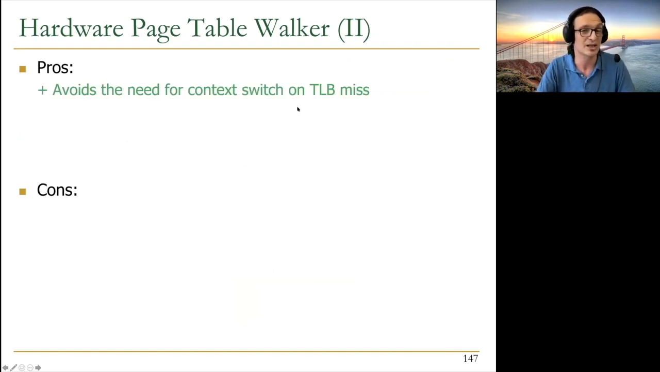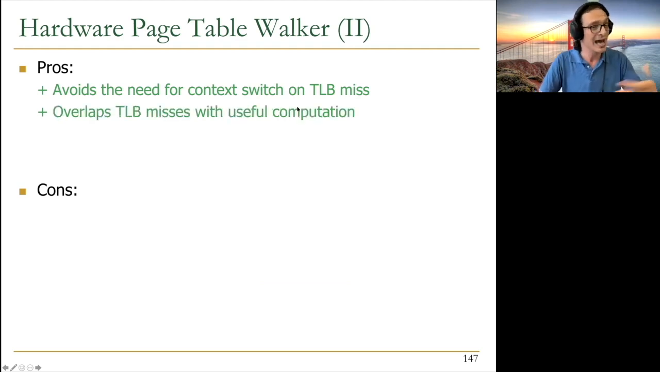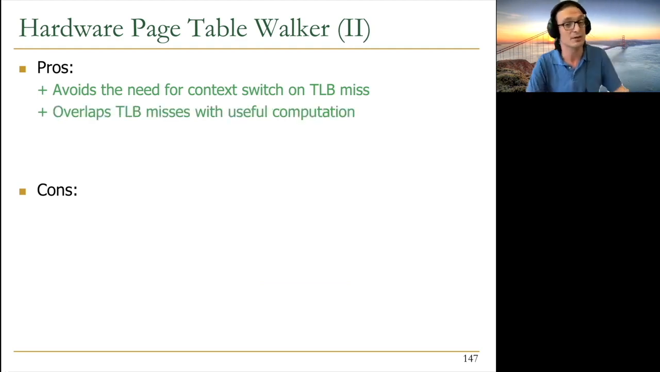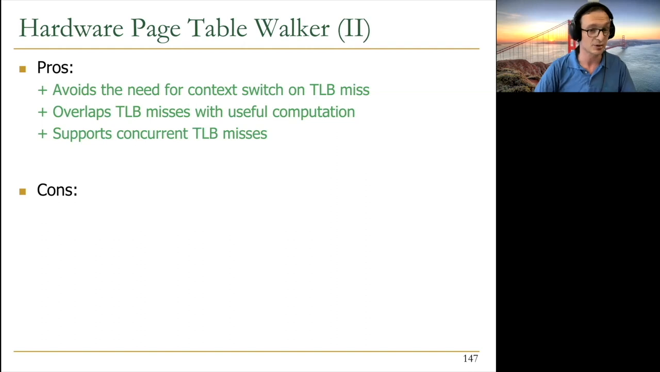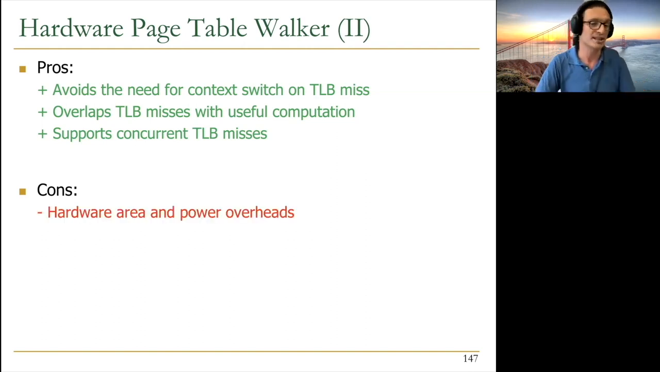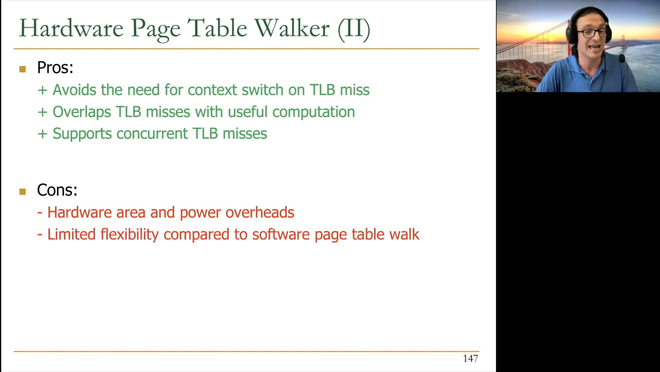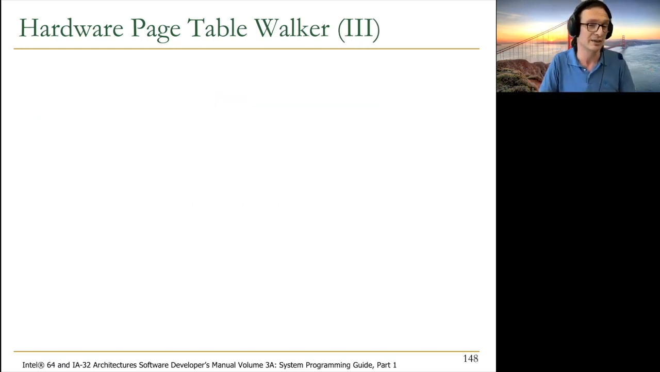This avoids the need for a context switch on a TLB miss. It also has the ability to overlap TLB misses with useful computation, as we discussed. It supports concurrent TLB misses, because in hardware, you can support many concurrent misses. But of course, there's a downside: hardware area and power overheads. And now the software cannot change the page table organization and properties, if you will. It's etched into the hardware.